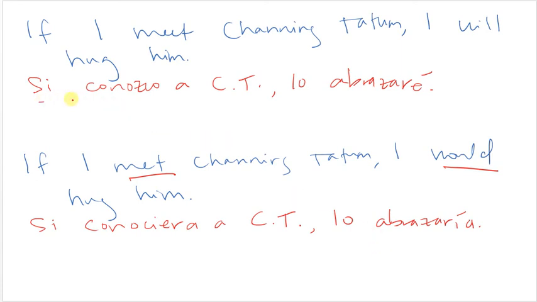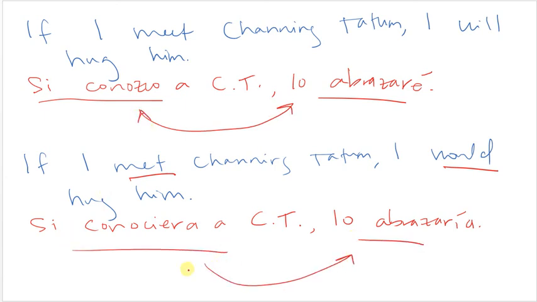And the clauses can be completely switched around. So I could say, lo abrazaré si conozco a Channing Tatum. I will hug him if I meet Channing Tatum. Or lo abrazaría si conociera a Channing Tatum. I would hug him if I met him. I can completely change these two clauses. The thing that I can't change is the si always has to go with the present tense. The si can never go with the future. And the si always has to go with the past subjunctive. The si can never go with the conditional. But I can switch the entire clauses around if I want to.